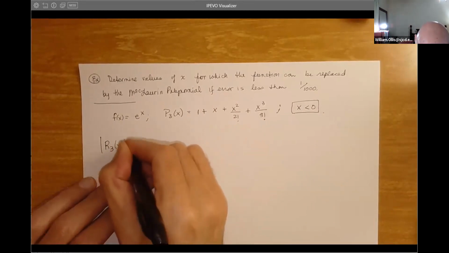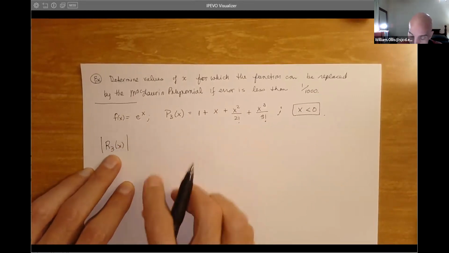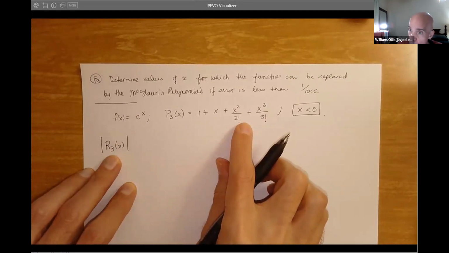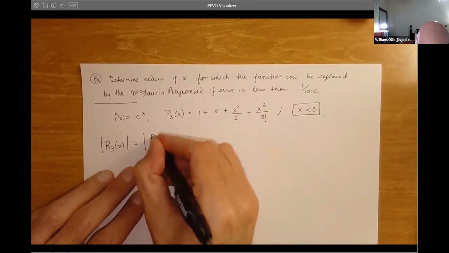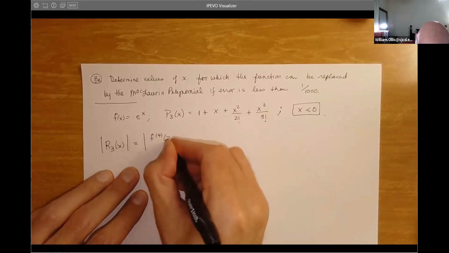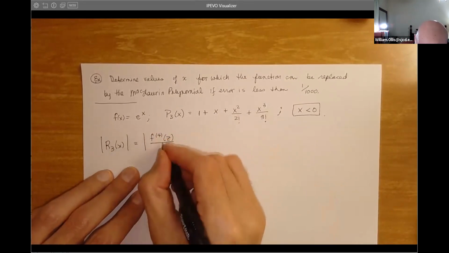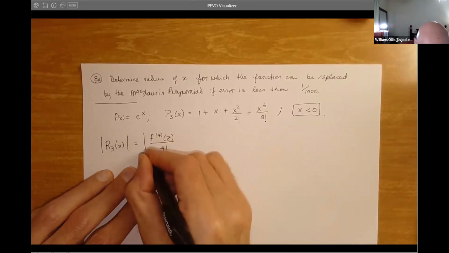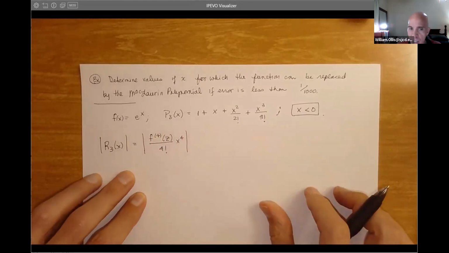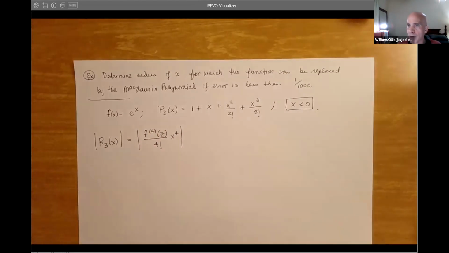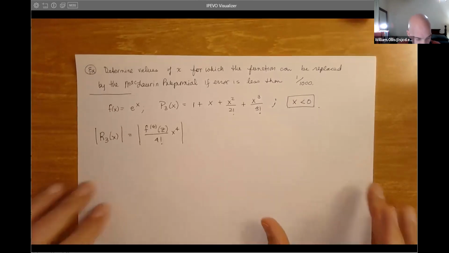So here, let's just write down what the remainder for the third degree polynomial is going to be. And this is going to be what? The fourth, n plus 1, derivative evaluated at z, divided by 4 factorial times x to the fourth. You're going to love this problem because it's easy compared to the last ones. The ones with all the numbers are much trickier. So I kind of saved this for last.